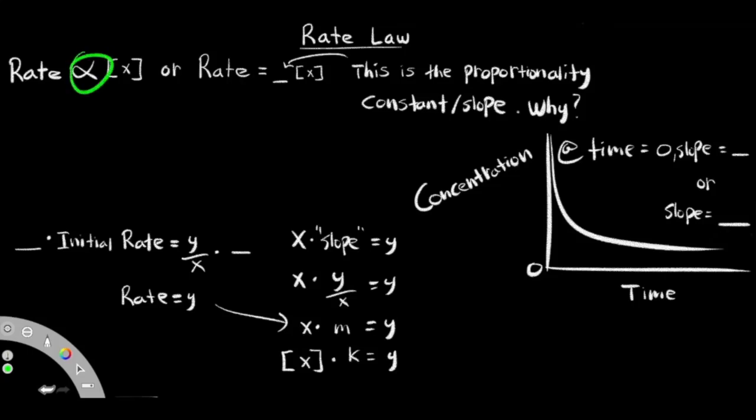Rate law. Rate is proportional to the concentration of the reactants or catalysts, also known as K times those concentrations. What is K? It is a slope. Let's have a look at this graph over here. This is a concentration over time graph. So at time equal to 0, it's Y over X. So your slope is going to be Y over X here.